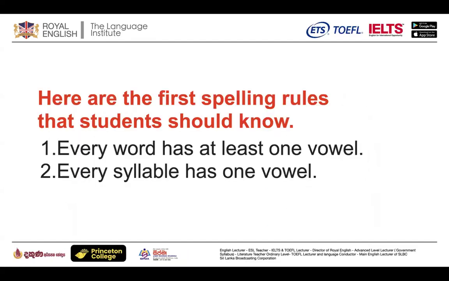Okay, so what we're going to talk about today: here are the first spelling rules that students should know. Every word has at least one vowel. That is the first thing that you should understand. Every syllable has one vowel. So every word has at least one vowel, and every syllable has one vowel. So vowels can be divided into three parts, as we talked about earlier, right?